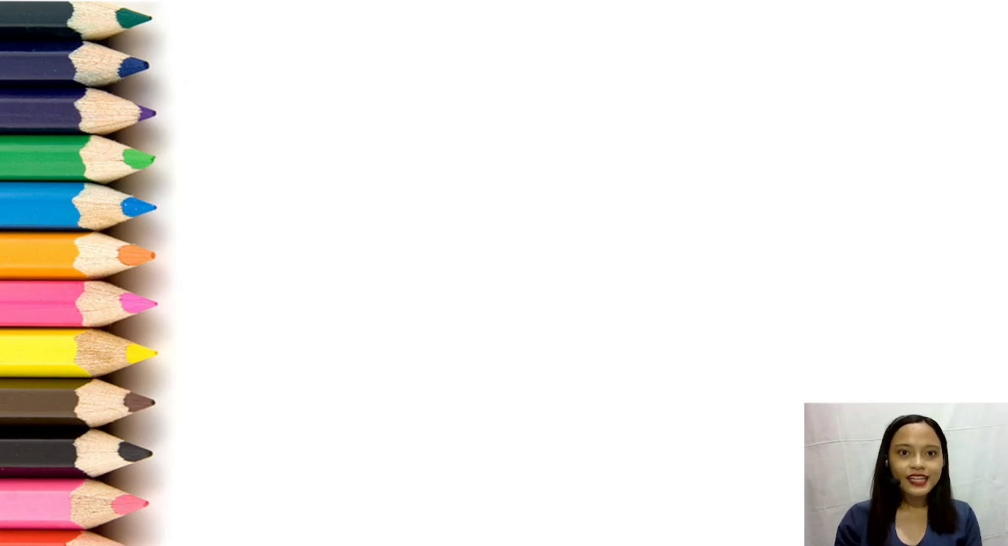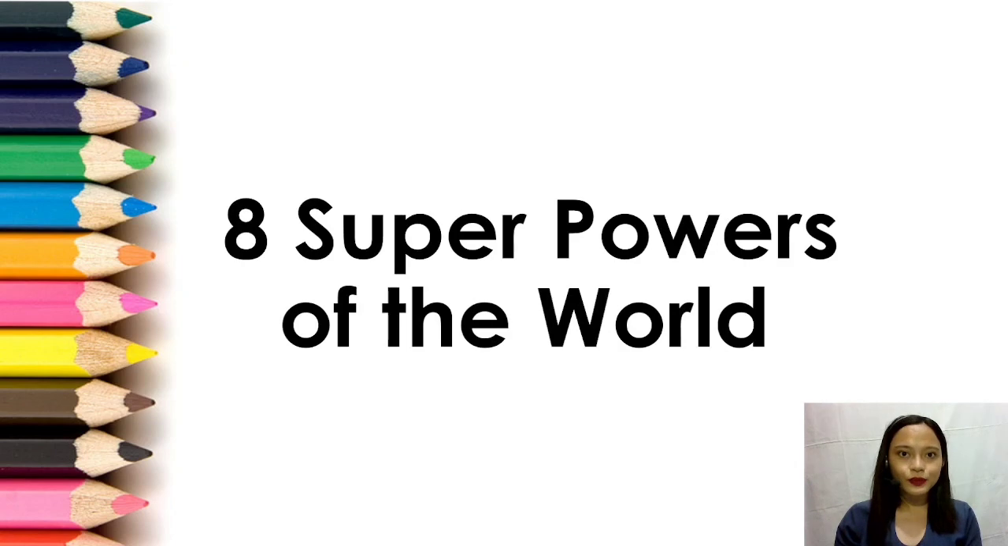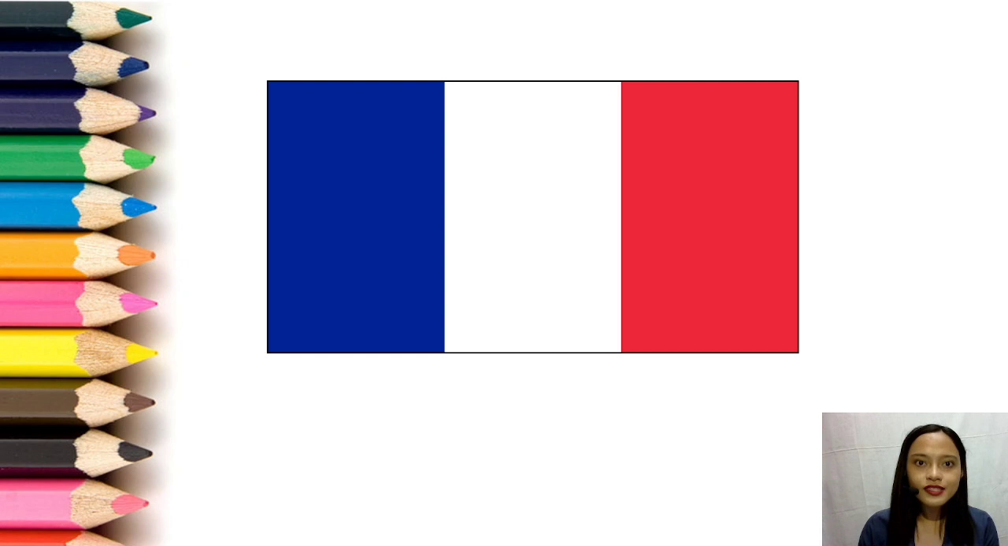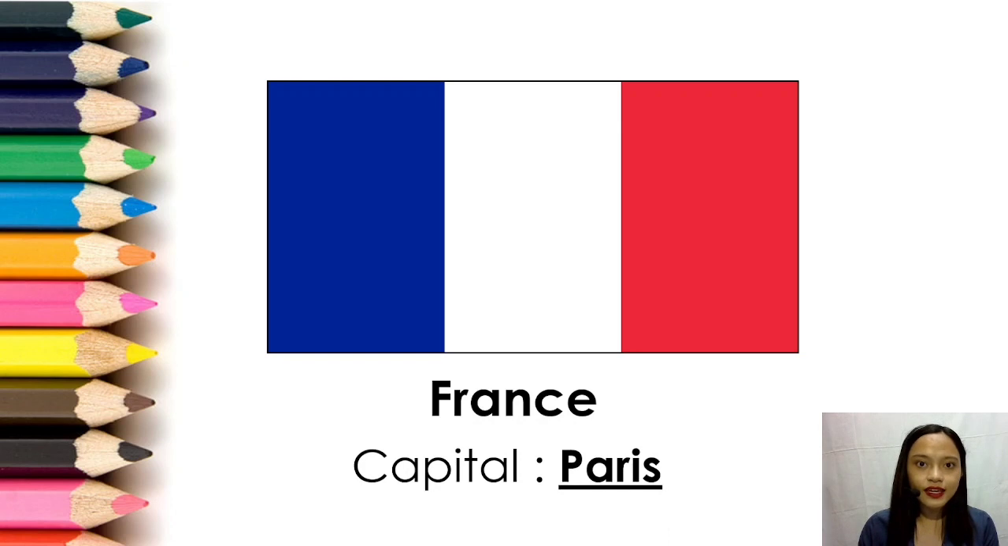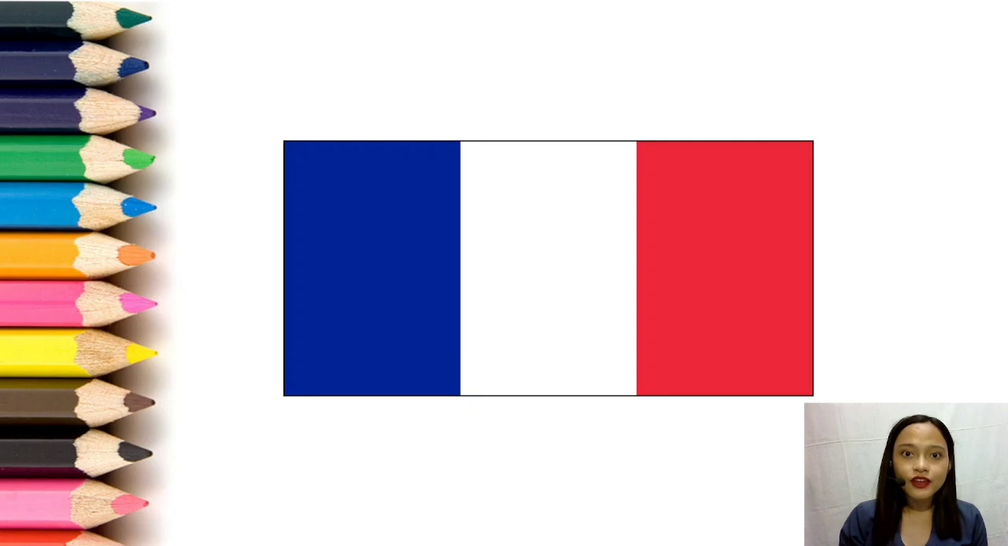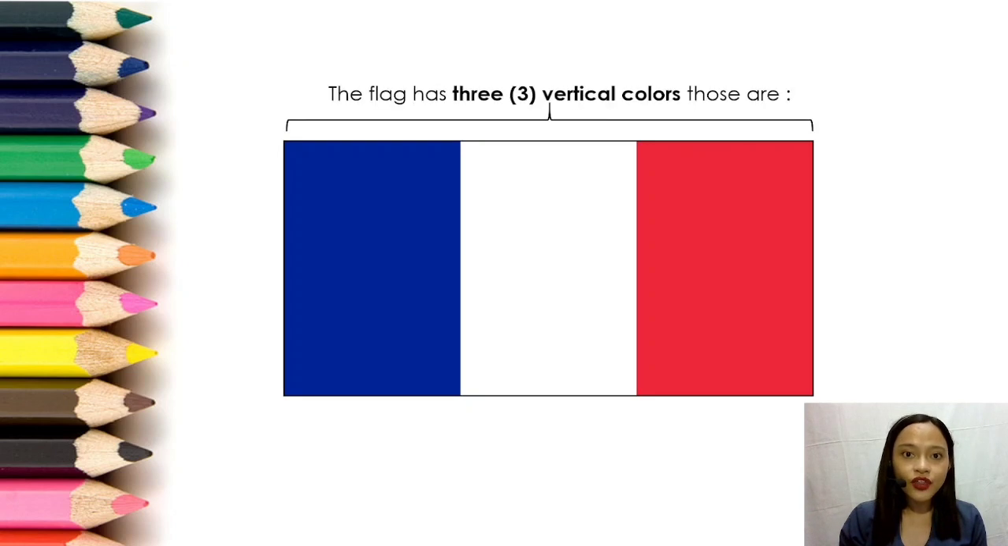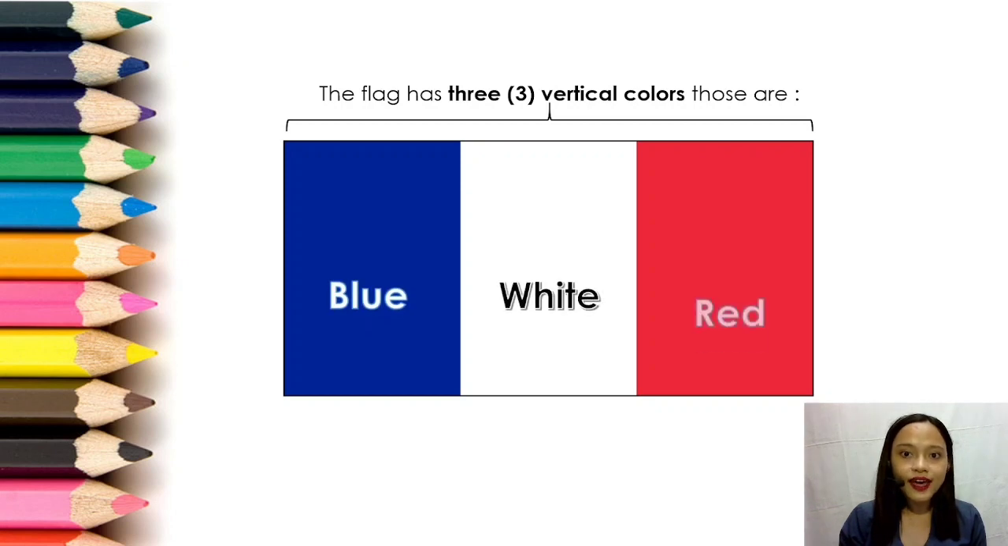Today, let's learn the 8 superpowers of the world. This is the flag of France. Say France. The capital of France is Paris. Say Paris. The flag of France has 3 vertical colors. Those are blue, white, and red.